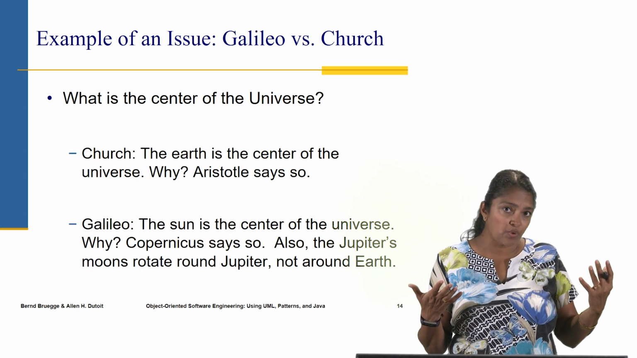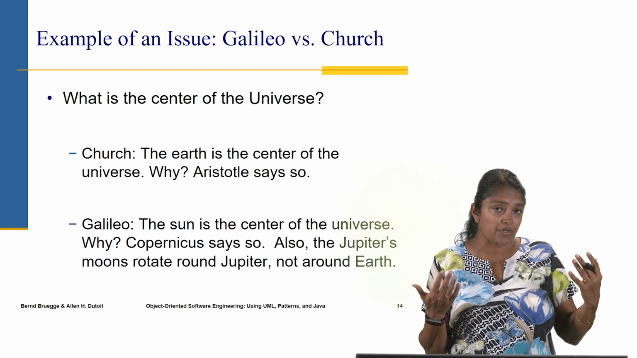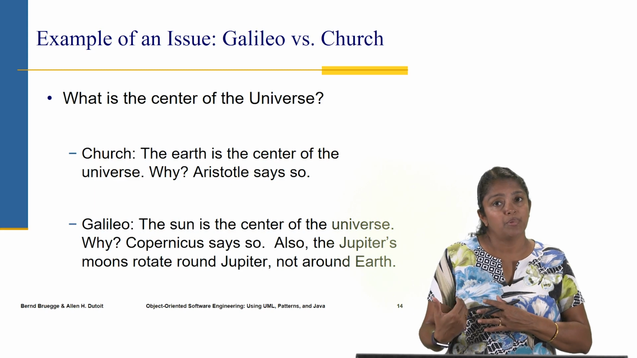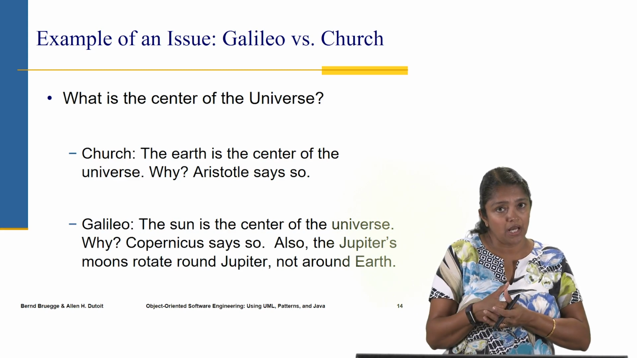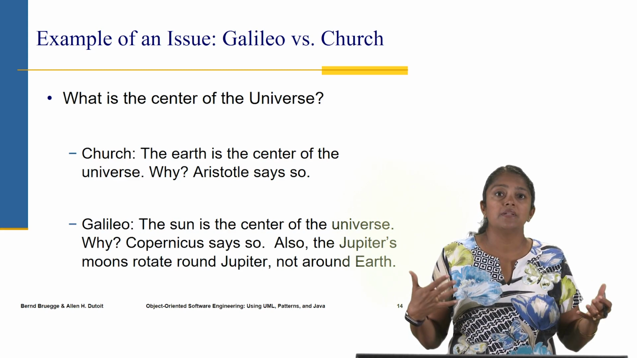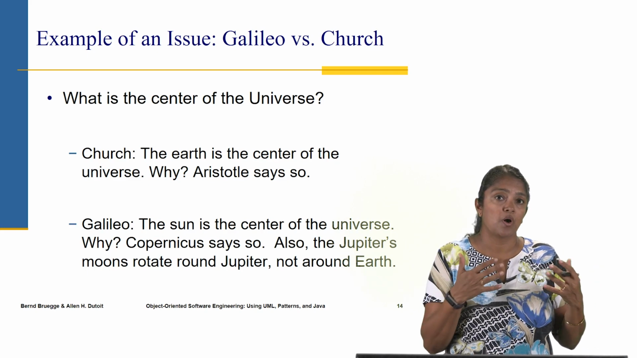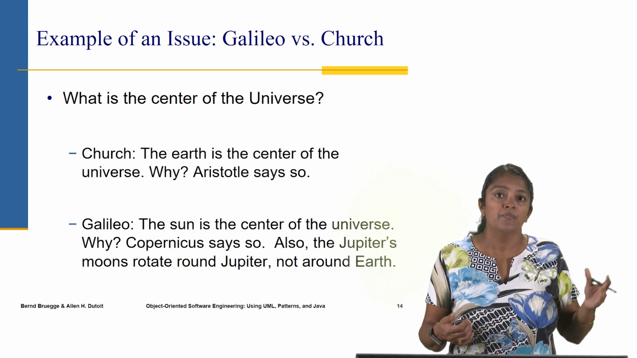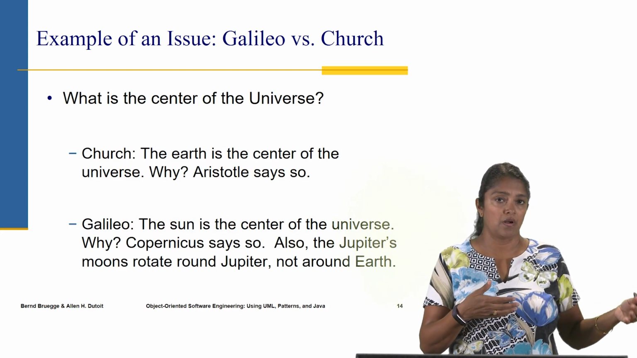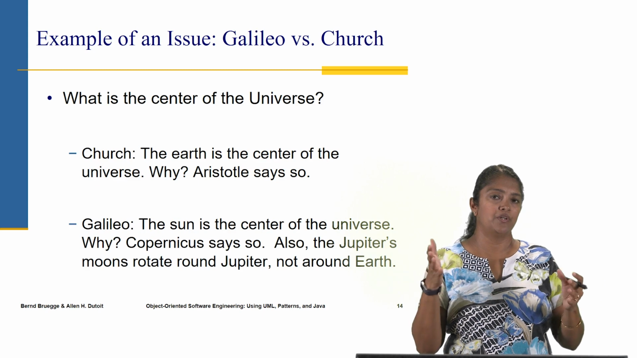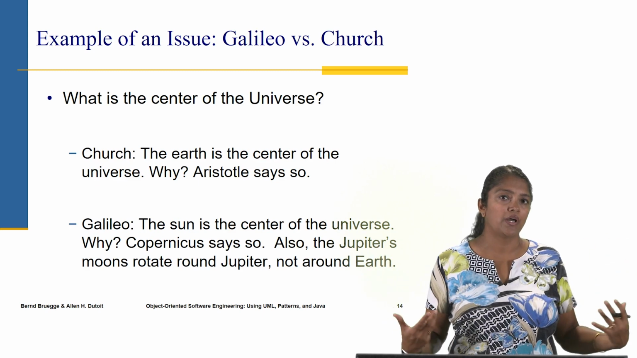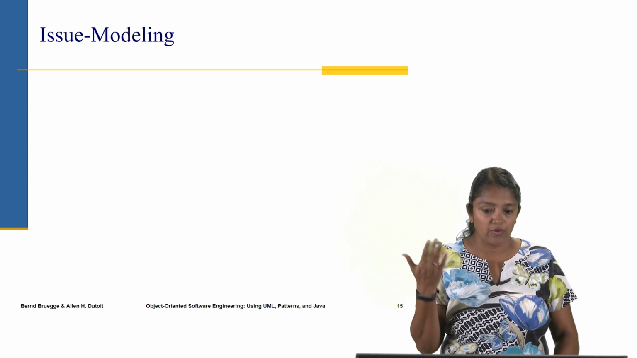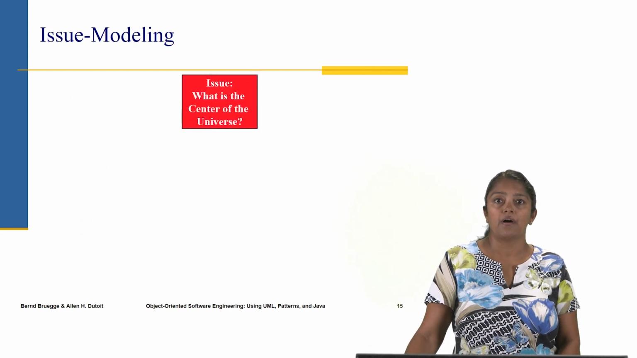So we're basically documenting all of our pros for what is the center of the universe. Our first proposal is that Earth is the center of the universe, and then our reasons for why we think so. Our second proposal is from Galileo, who says that the sun is the center of the universe, and the reason for that is because Copernicus says so. There's also a second reason, that Jupiter's moons rotate around Jupiter and not around Earth. So here we have two proposals and supporting arguments for each of those proposals. Using an issues model, we want to make sure we document all of these.